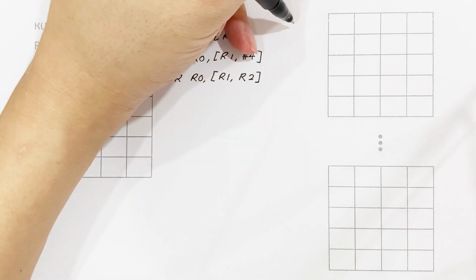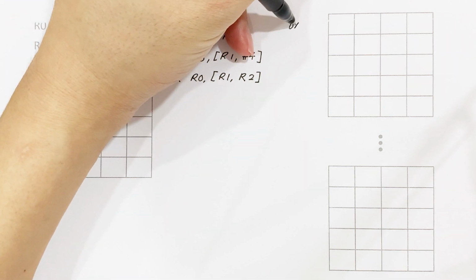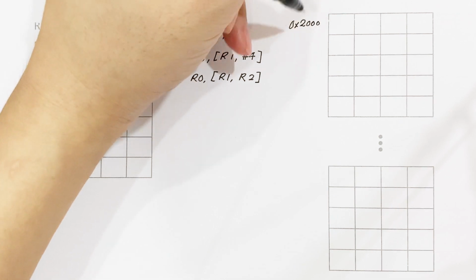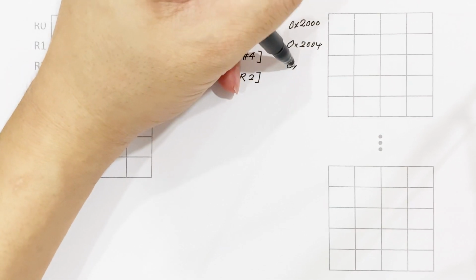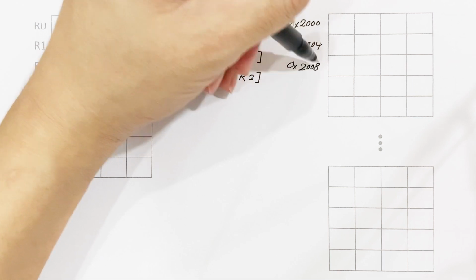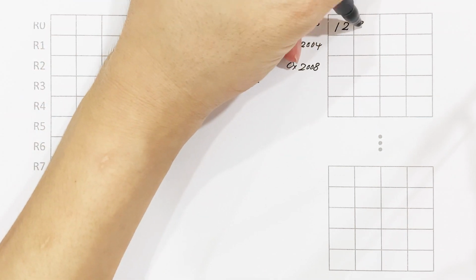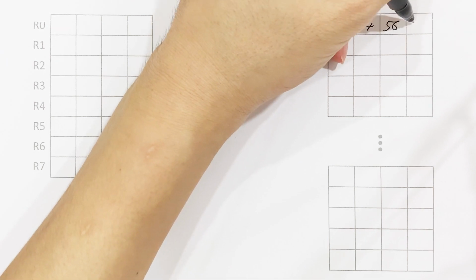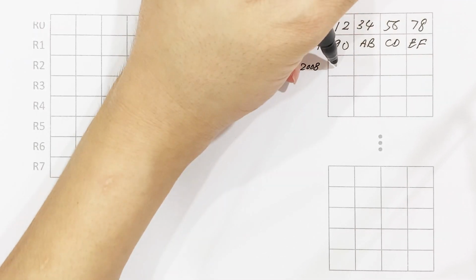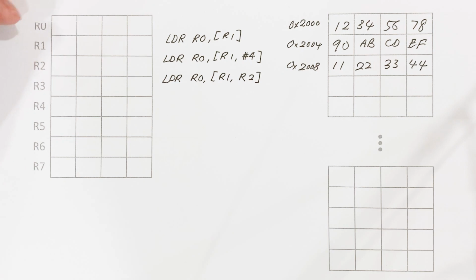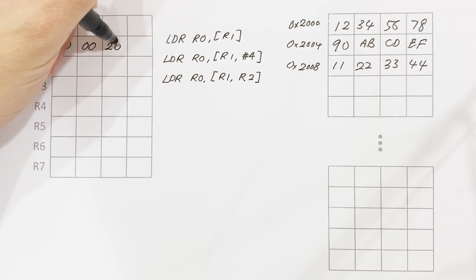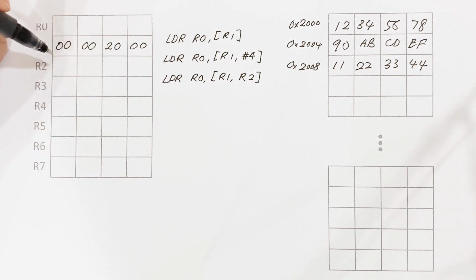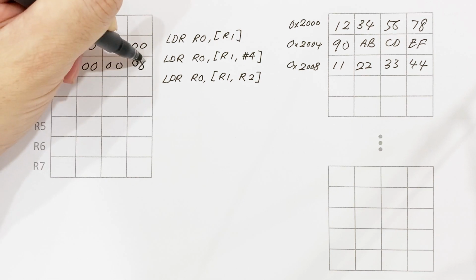So let's assume we have some values at memory addresses 2000, 2004, and 2008. Let's randomly assign the values, and at the same time let's initialize register 1 with a value of 2000, and register 2 with 8.